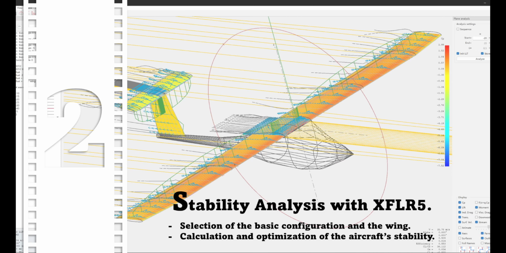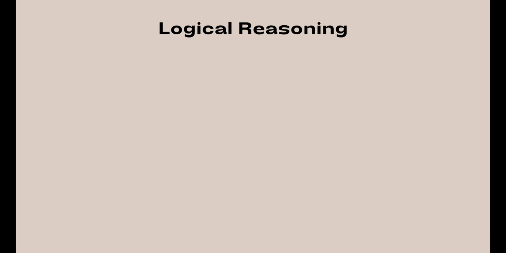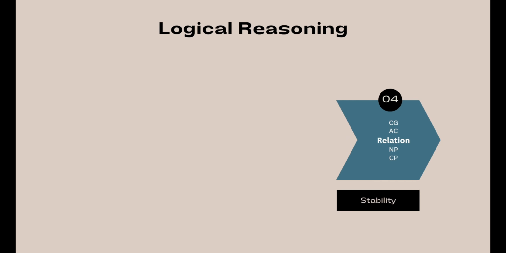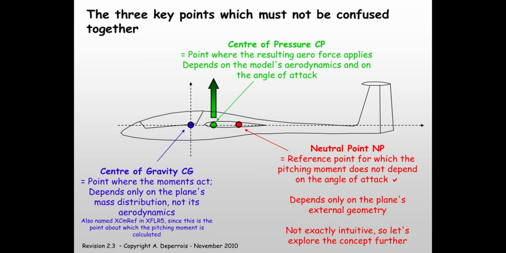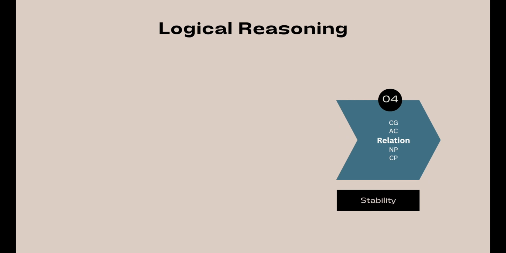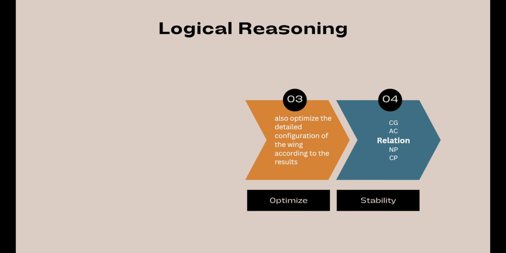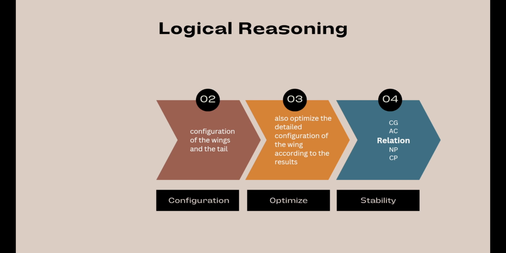Here's my approach to stability testing. First, I take into account that the most important factor related to stability is the center of gravity, CG, as well as the relationship between neutral point, NP, and center of pressure, CP, under the given wing and tail configurations. Once the center of gravity is estimated and set, the rest is mainly related to the wing and tail configurations. So, I'll start making adjustments from that part.